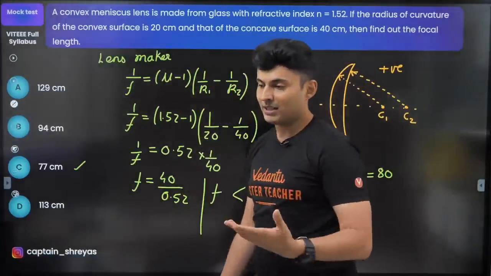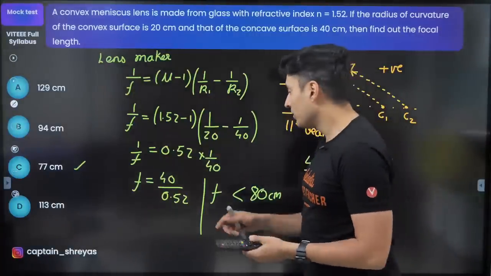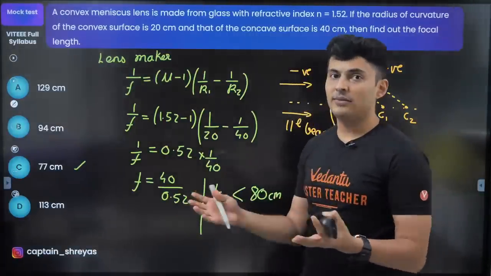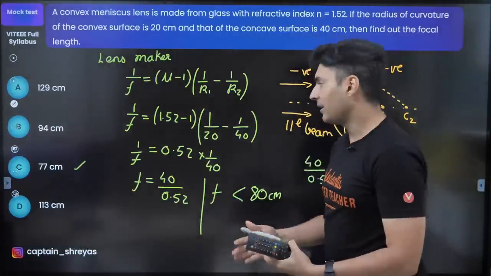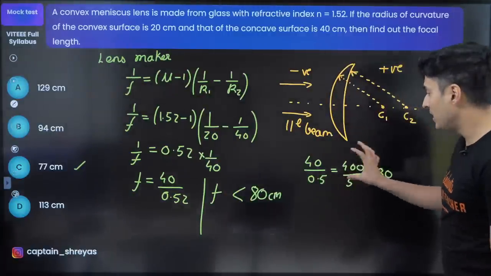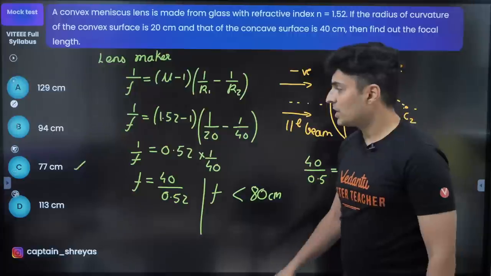Option C. Yeah, that's how you need to do the calculations. Don't sit and actually divide 0.52 and 40. That's insane. Try to approximate and manipulate the calculation so that you can get the answers very easily.